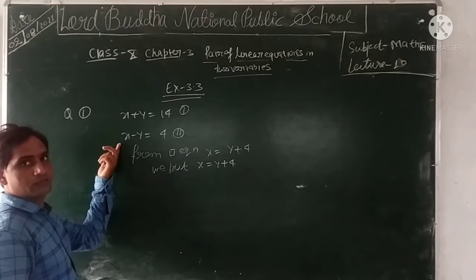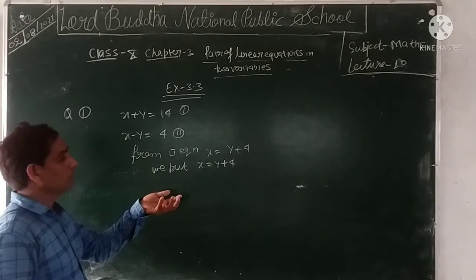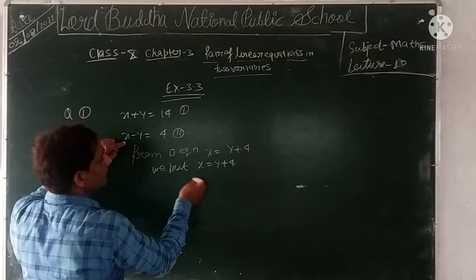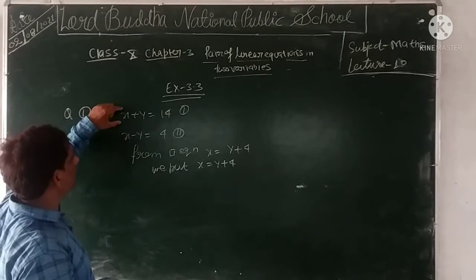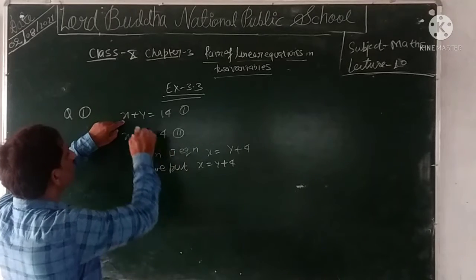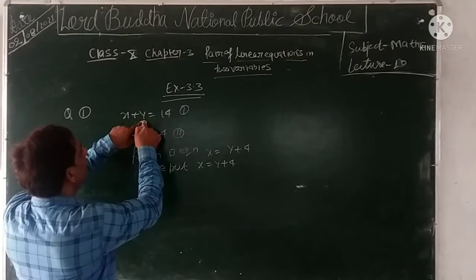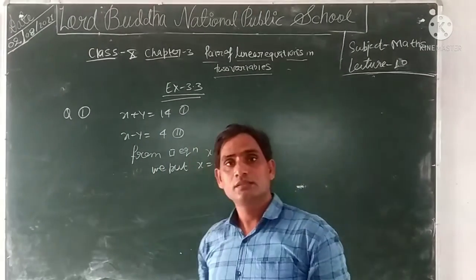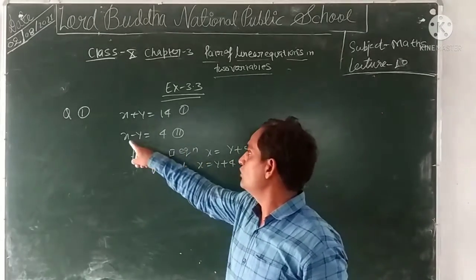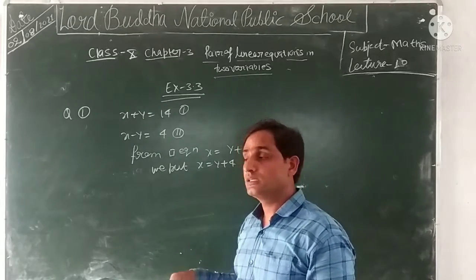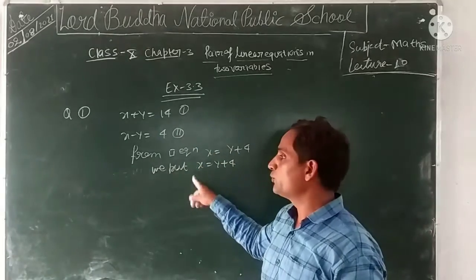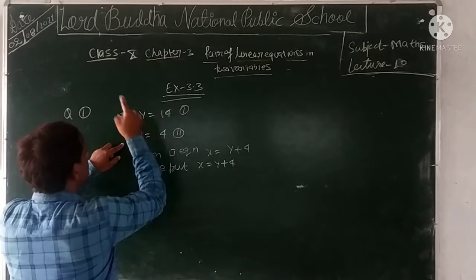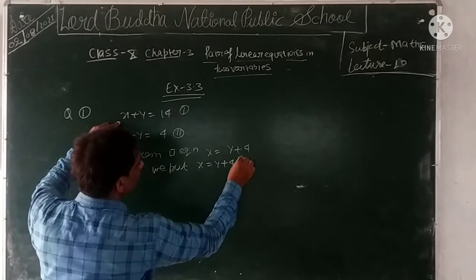From whichever equation you get the value of x or y in terms of the other variable, you will put this value in the next equation. As we get the value of x in terms of y from the second equation, we put this value in the first equation. If we get the value of x in terms of y or y in terms of x from the first equation, then we put the value in the second equation. कहने का मतलब है, अगर हम x की वैल्यू y के टर्म में फाइंड आउट करते हैं या फिर y की वैल्यू x के टर्म में फाइंड आउट करते हैं, तो जिस इक्वेशन से वैल्यू फाइंड आउट करोगे उसके नेक्स्ट इक्वेशन में वैल्यू को आप पुट करोगे. Clear? Clear. Here we got the value from the second equation, hence we put this value in the first equation. Here we put x equal to y plus 4 in the first equation.